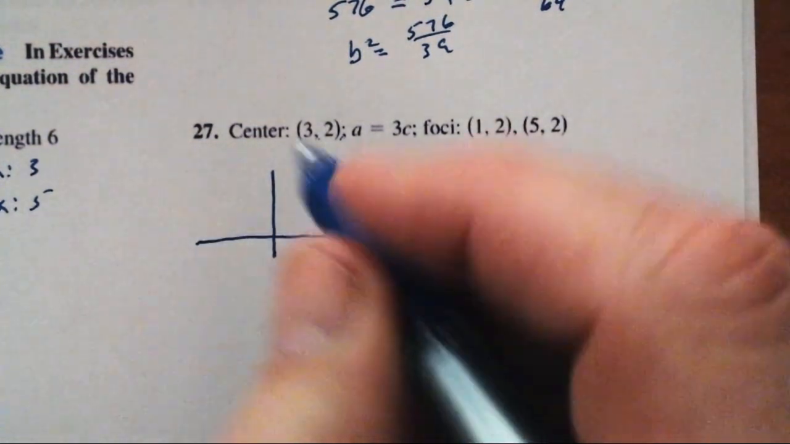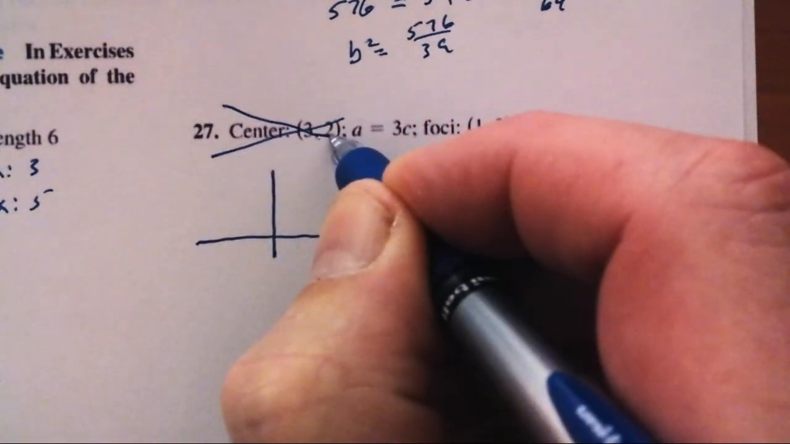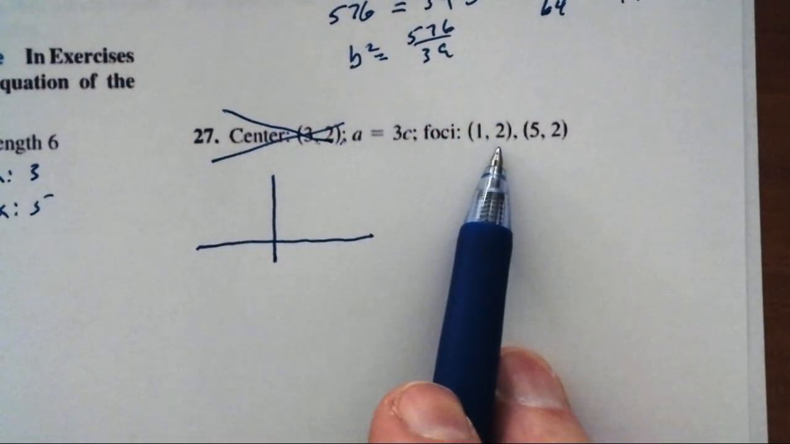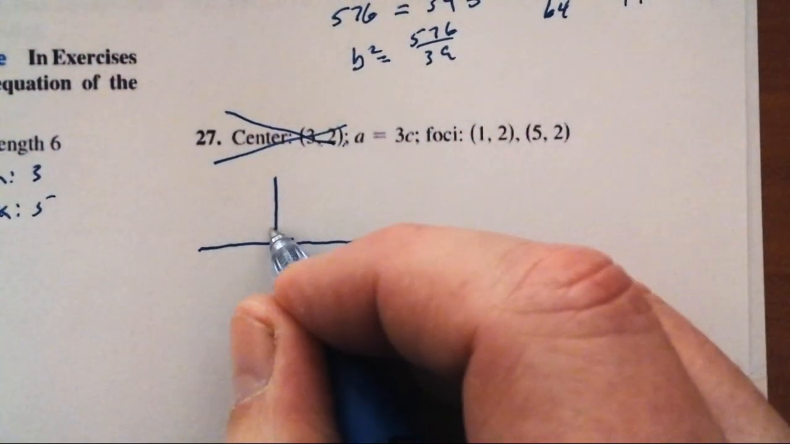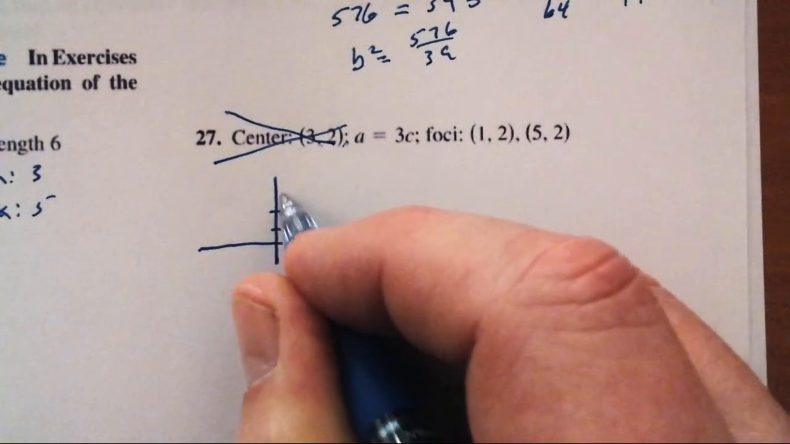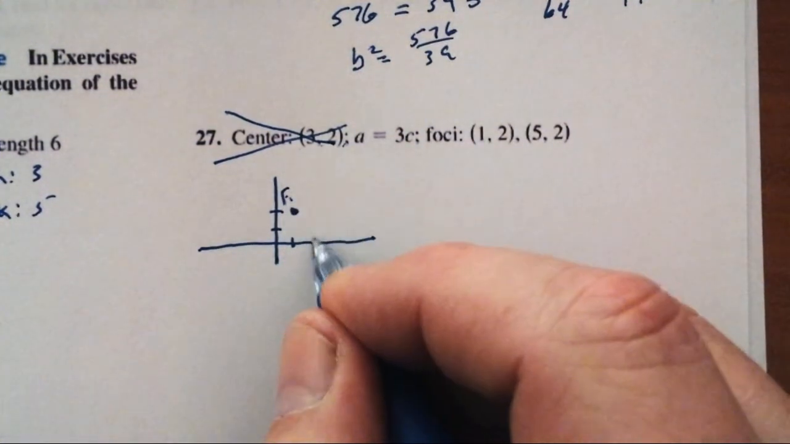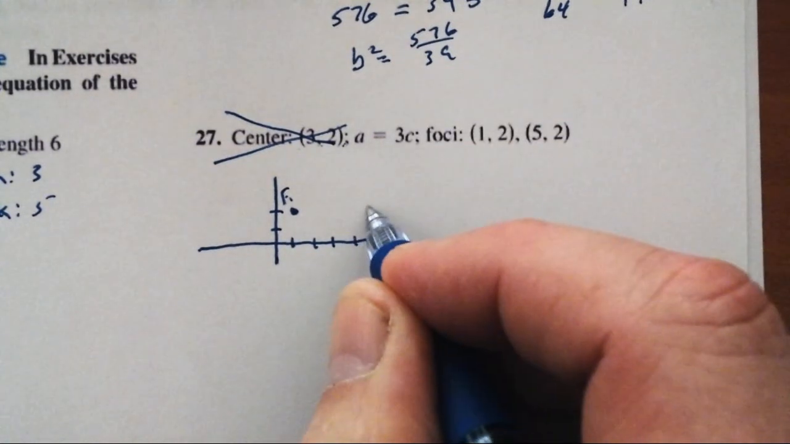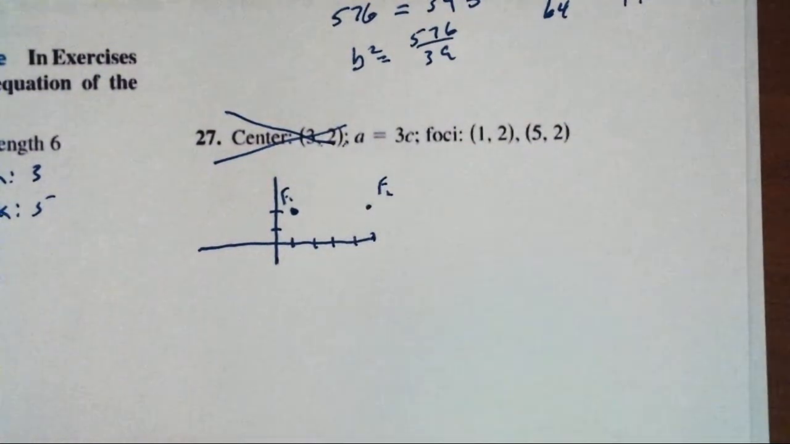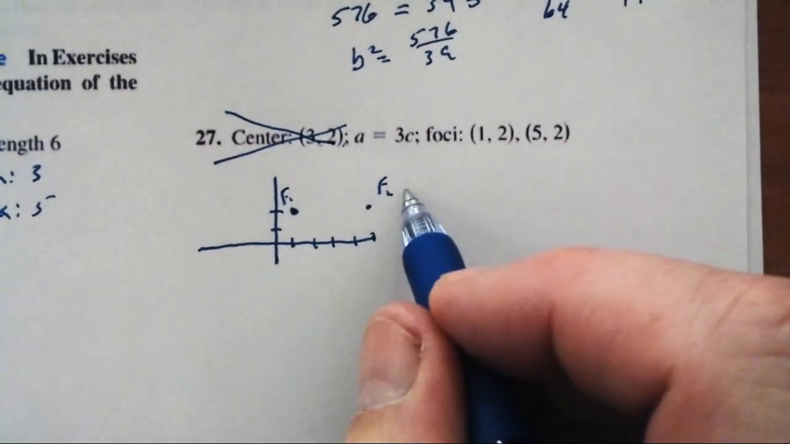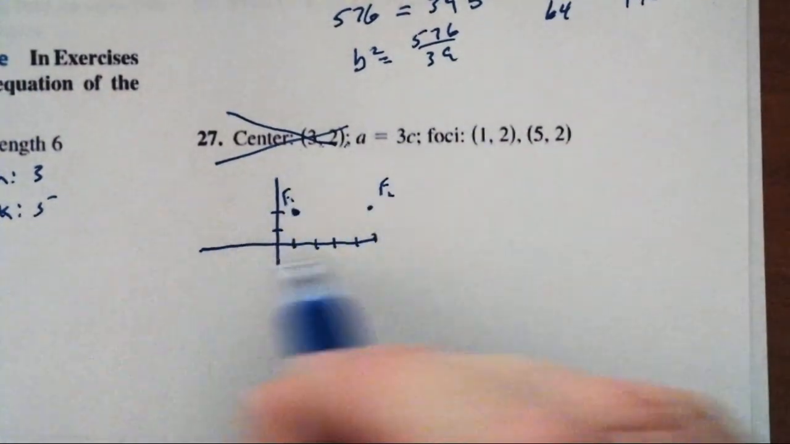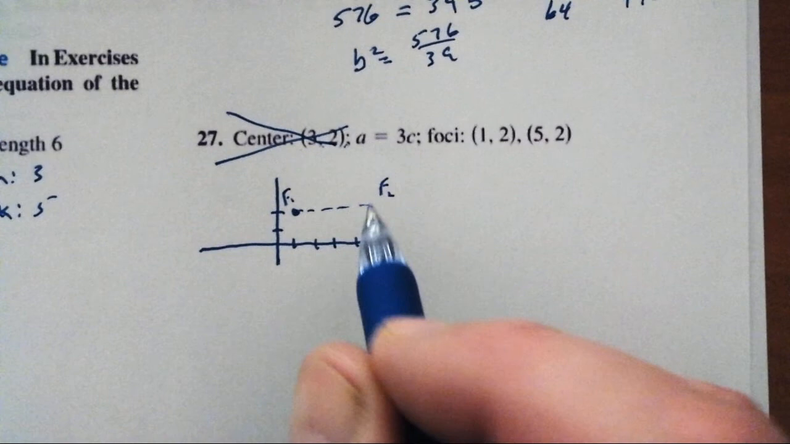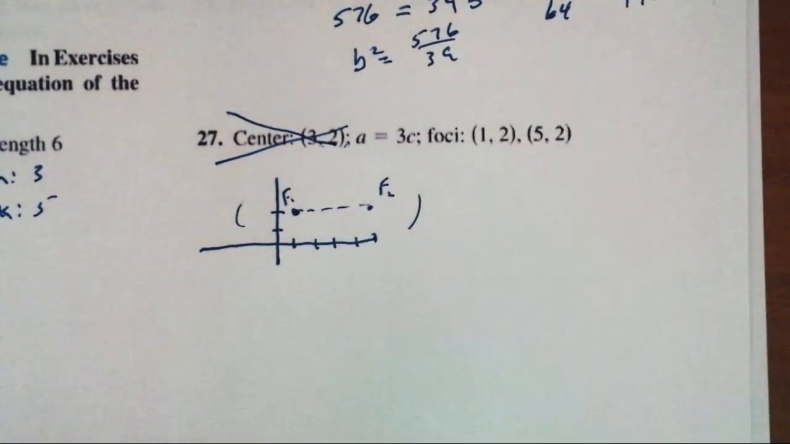And I'm going to argue that they didn't really need to give us that. Let's say they just gave us the foci at (1, 2), focus 1, and (5, 2), focus 2. If they gave us those, I know that the curve wraps around the focus. This is on the major axis, and the curve's going to look something like that. Don't know how wide it's going to be.